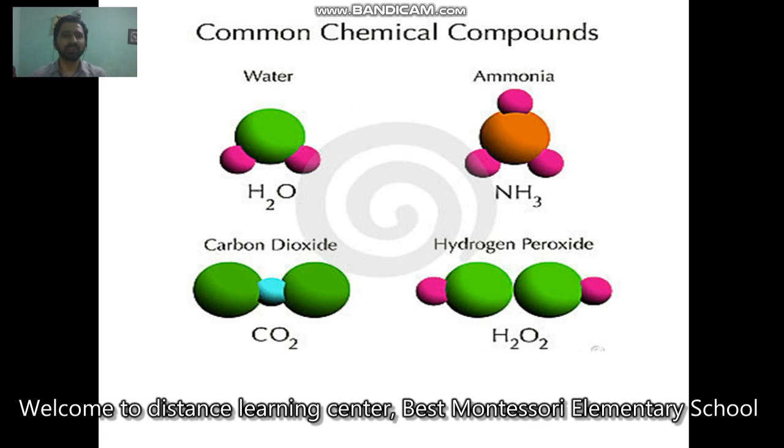Now we can see this through this picture too. There is water, H2O: two atoms of hydrogen, one atom of oxygen. Ammonia, NH3: one atom of nitrogen and three atoms of hydrogen. Carbon dioxide, CO2: one atom of carbon attached with two atoms of oxygen. Similarly H2O2, hydrogen peroxide: two atoms of hydrogen with two atoms of oxygen.